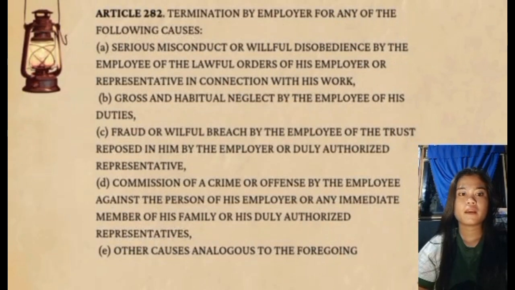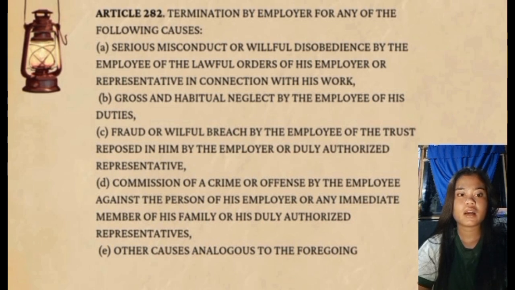Article 282, termination by employer for any of the following causes. First is serious misconduct or willful disobedience by the employee of the lawful orders of his employer or representative in connection with his work. Second is gross and habitual neglect by the employee of his duties. And the third is fraud or willful breach by the employee of the trust reposed in him by the employer or a duly authorized representative.